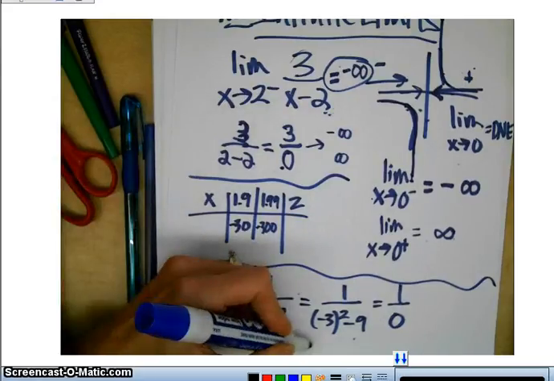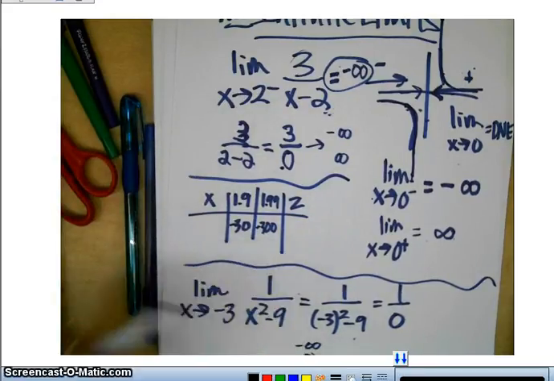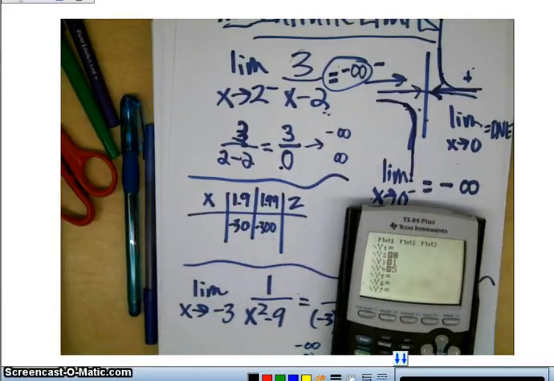Negative infinity, or in this case, is this a one-sided limit? No. Or this one, can this have a DNE for an answer? Yes, it can. So, to me, I might just want to look at the graph. So that graph is going to be 1 divided by, begin parentheses, x squared minus 9, end parentheses. Graph that.